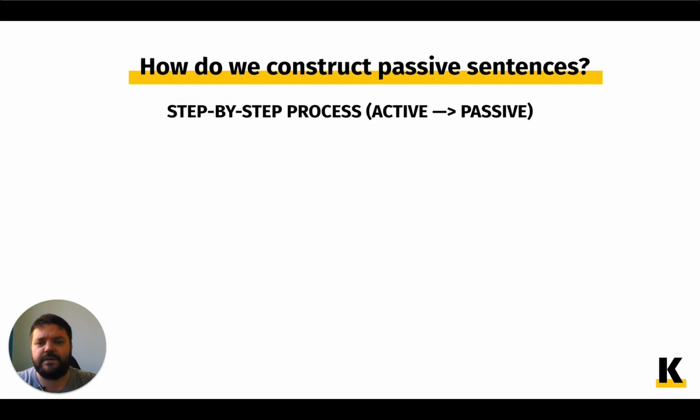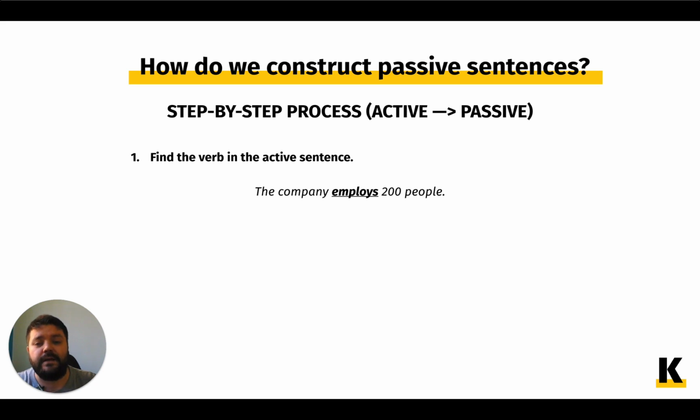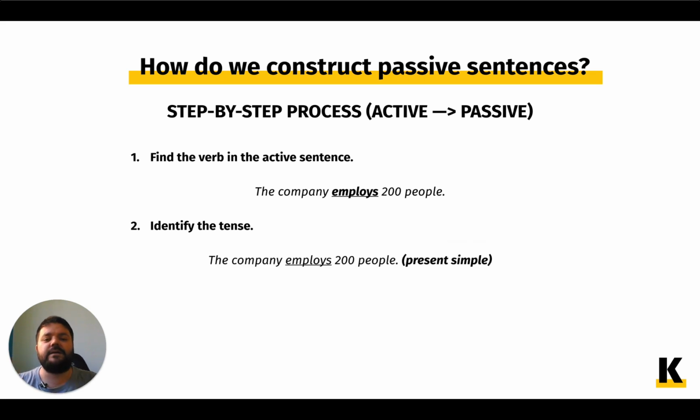More examples. Well, no, actually, I'm going to explain the step-by-step process to transform from active to passive, just so you get a clear idea of how we do this, although in fact it's done very, very easily and quickly. So first we need to find the verb in the active sentence. In this sentence that we're using as an example, the verb is employs. Then we need to identify the tense. As we said earlier, employs is present simple.